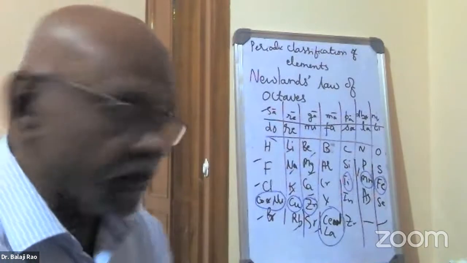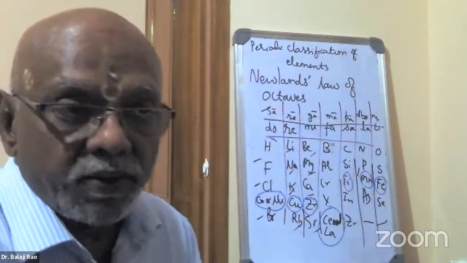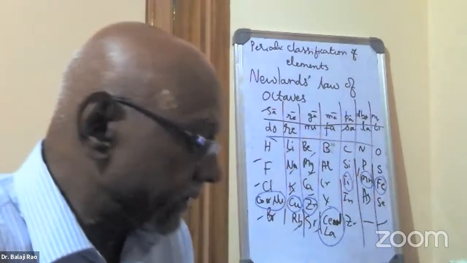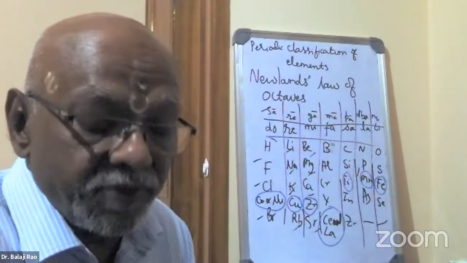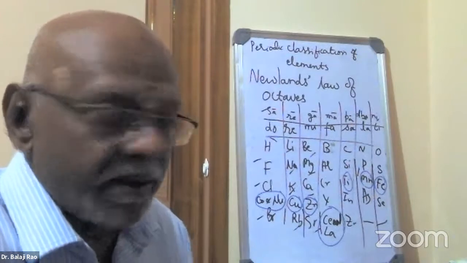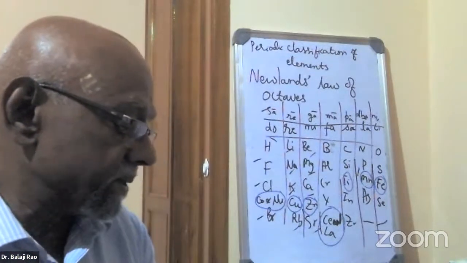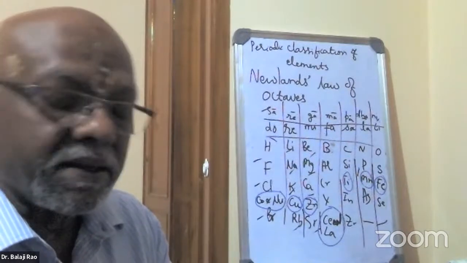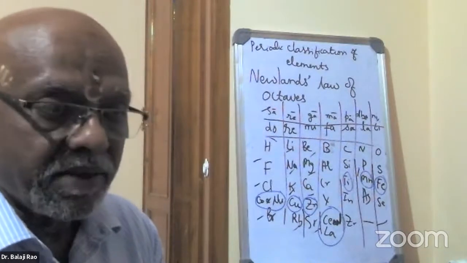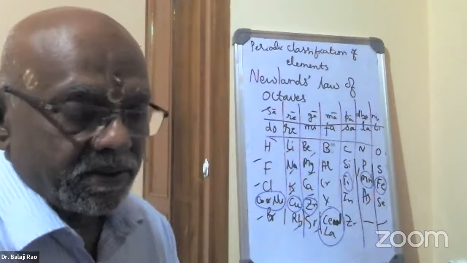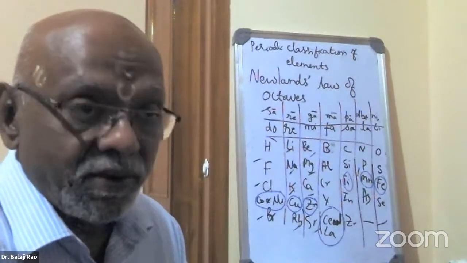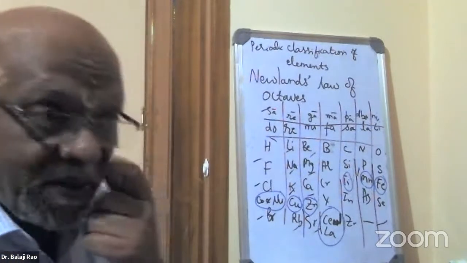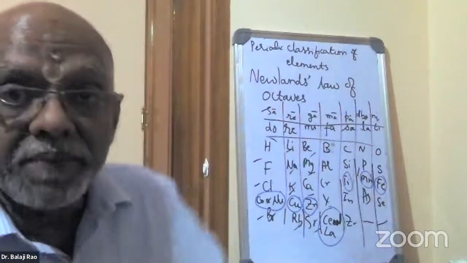Newlands. So when you apply Newlands' law of octaves, it is applicable only for the first few elements, up to calcium, because after calcium, what happens? Every eighth element does not resemble in its properties the one previous to that. So every eighth element does not follow the properties of the first.